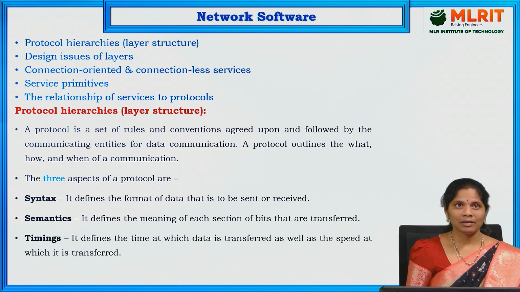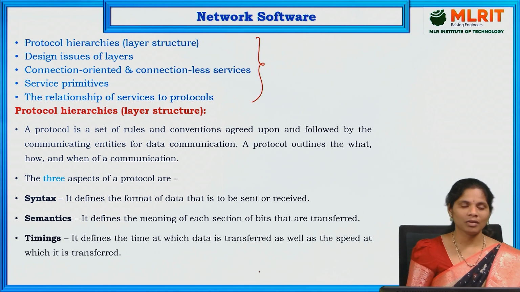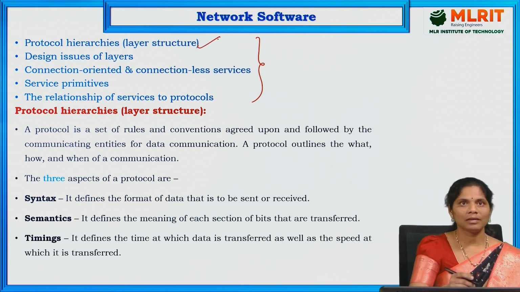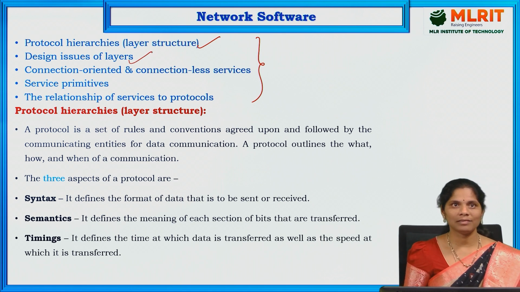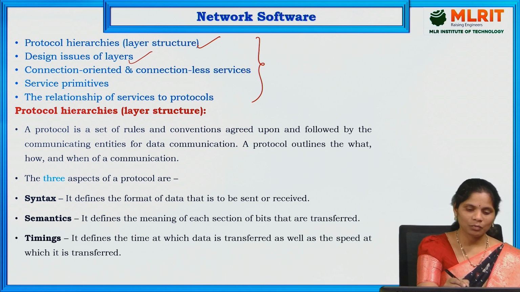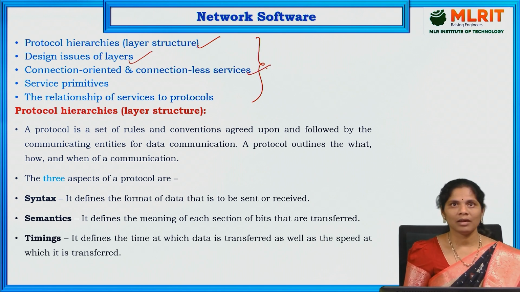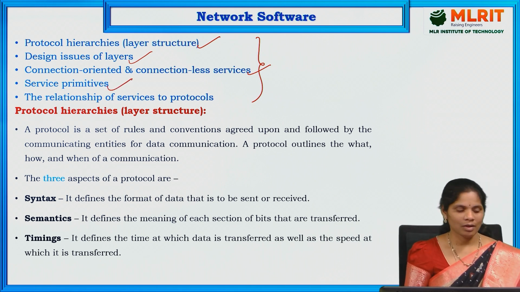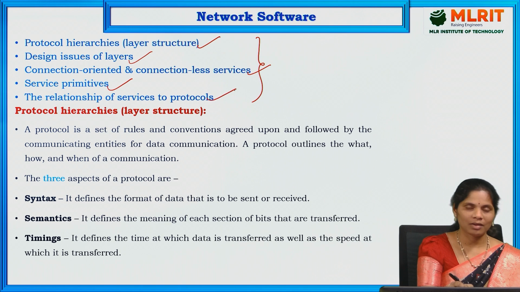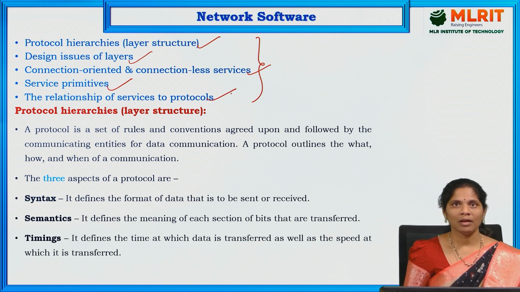Let us see the categories of network software. These are the 5 categories. The first one is protocol hierarchies, that is layer structure. The second one is design issues of the layers. The third one is connection-oriented and connectionless services in network software. The next one is service primitives in network software. And finally, the relationship of the services to the protocols in network software.